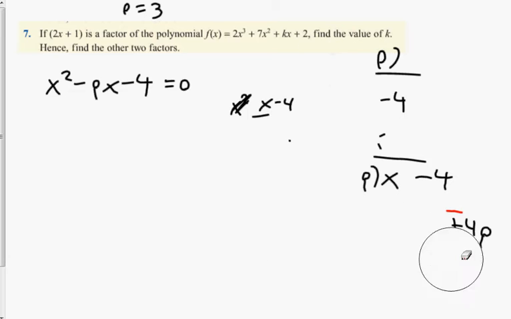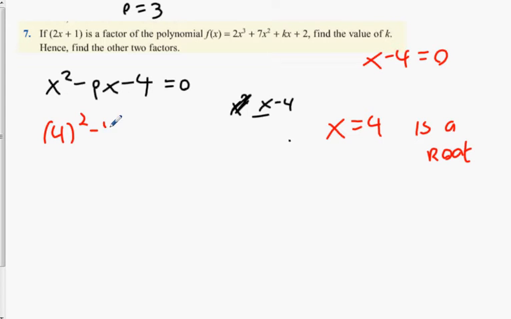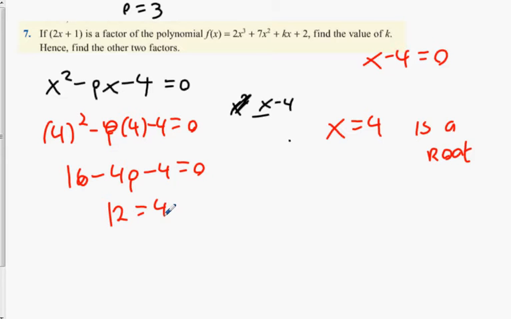And what we're saying is, if x minus 4 is a factor, this must mean x equals 4 is a root. Basically, x minus 4 equals 0. Sub in 4 for x. 4 squared minus p times 4 minus 4 equals 0. 16 minus 4p minus 4 equals 0. 12 equals 4p. Bring 4p over the other side.